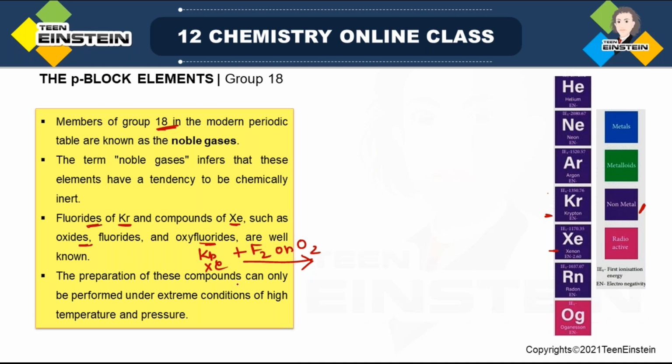The preparation of these compounds can only be performed under extreme condition, because it is not a very facile process. It is an energy requiring process. So that is why extreme conditions are required. Extreme conditions means temperature and pressure, both are very high.